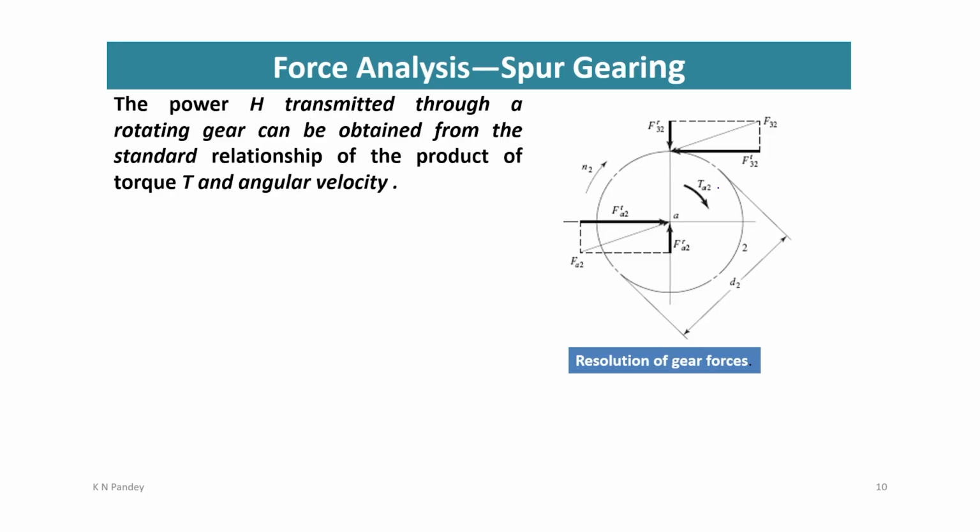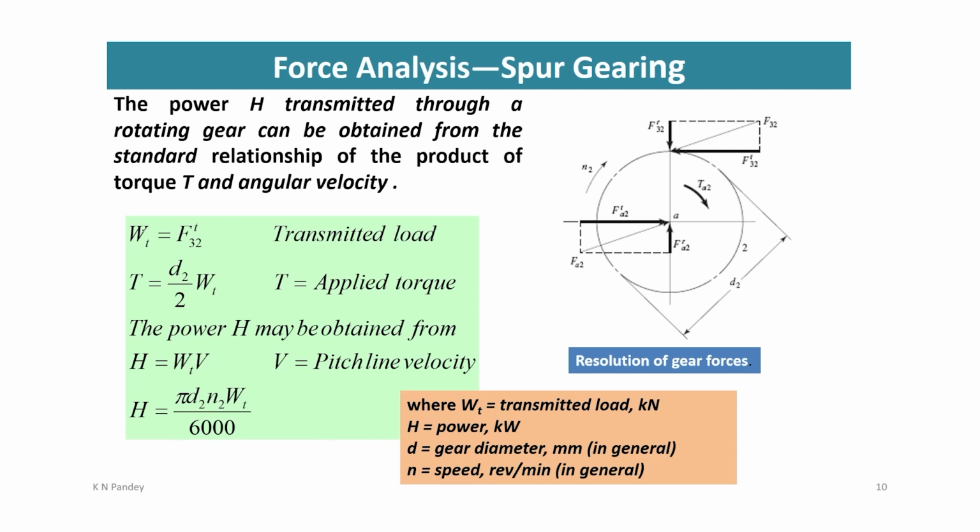The power H transmitted through a rotating gear can be obtained from the standard relationship of the product of torque and the angular velocity. That means the transmitted load is equal to this F32 transmitted, which is a component of the force applied by the third member on the second member. This is the second member, which is the idler.